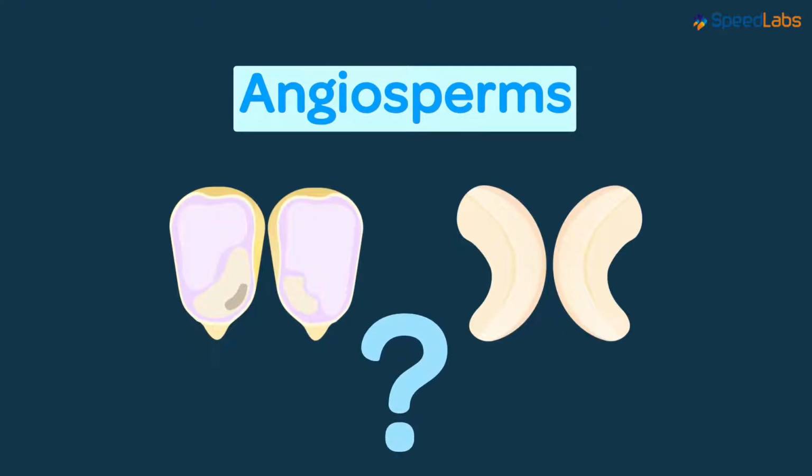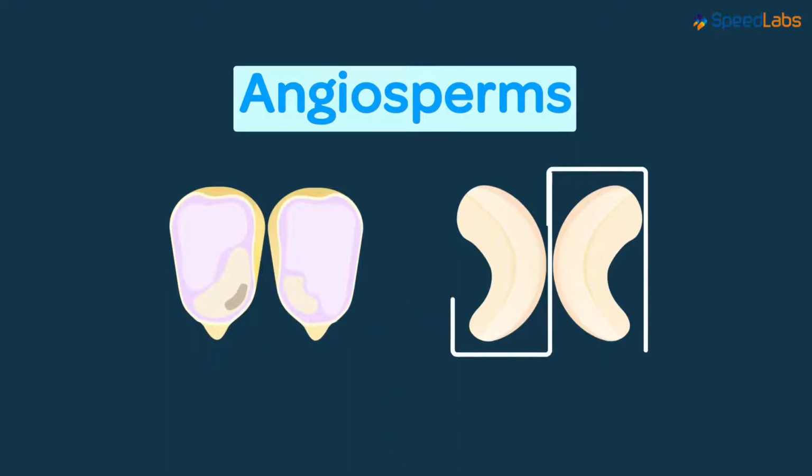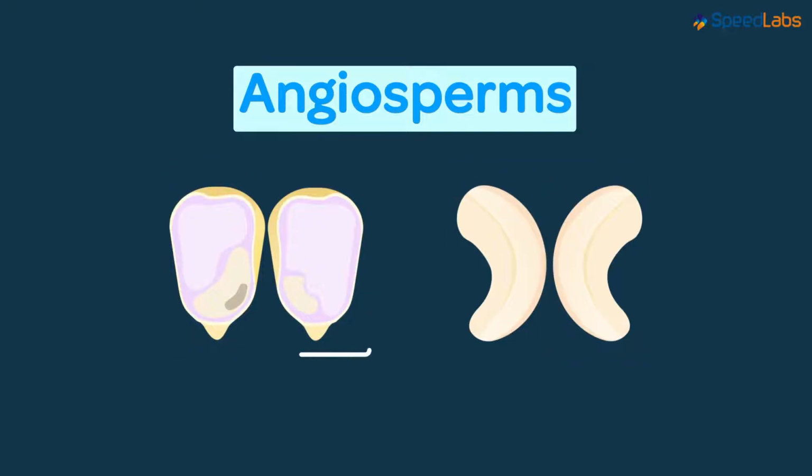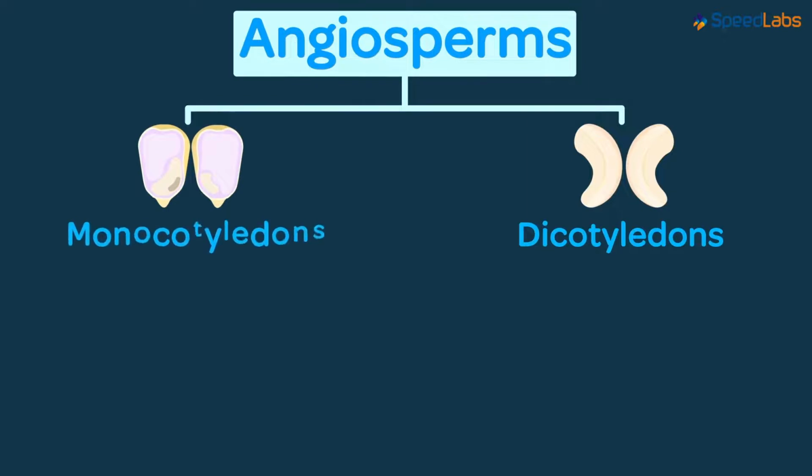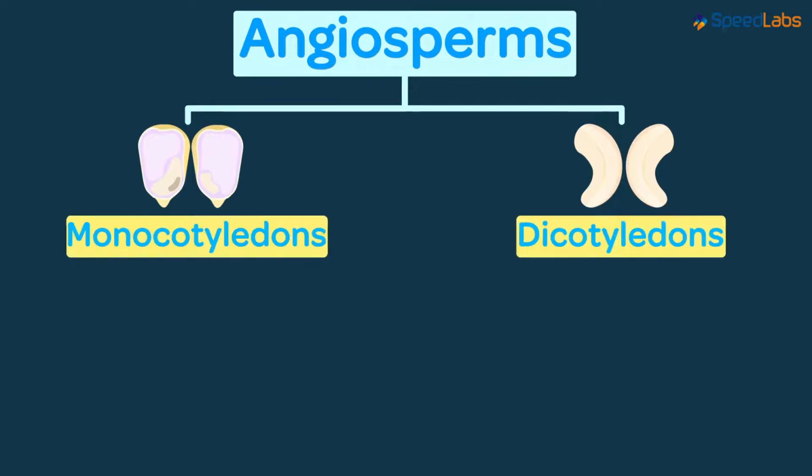And why is that? The cashew nut already has two parts. We know this. While the maize grain appears to be one single entity. This is one of the most important differences between the two. Cashew nuts are included in the category called dicotyledons, while maize belongs to the type monocotyledons. These are the two types of angiosperms.